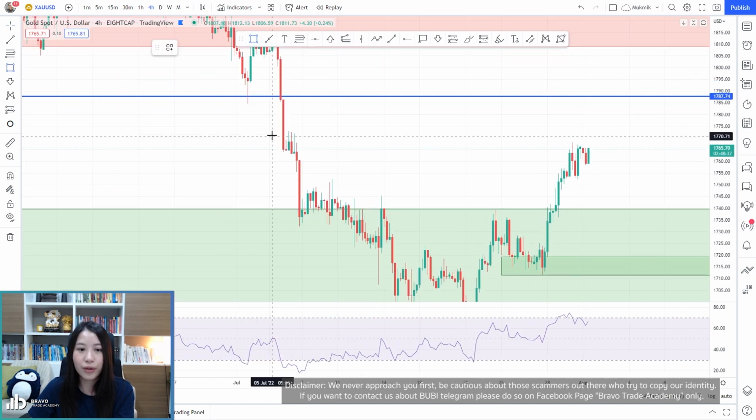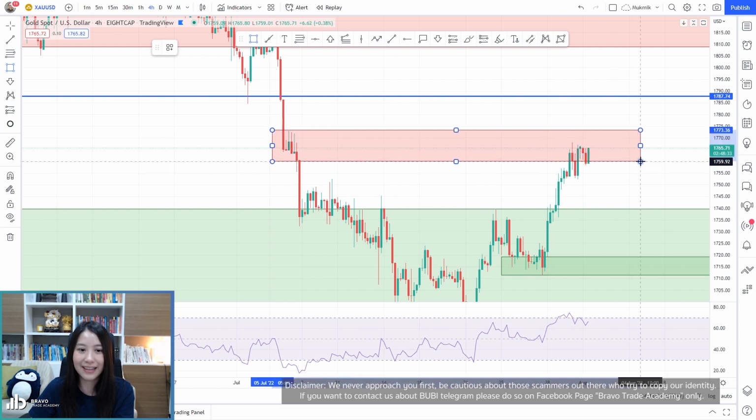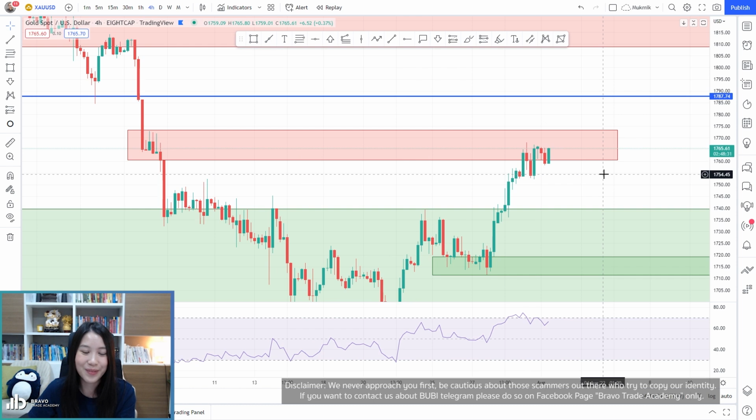So for the 4 hours time frame, we are now stuck in this supply zone. All right, so if you have a question, why did the price not go anywhere? Why does it stay somewhere here for quite a while since Friday? All right, the reason is that we have our supply zone here in the 4 hours time frame.